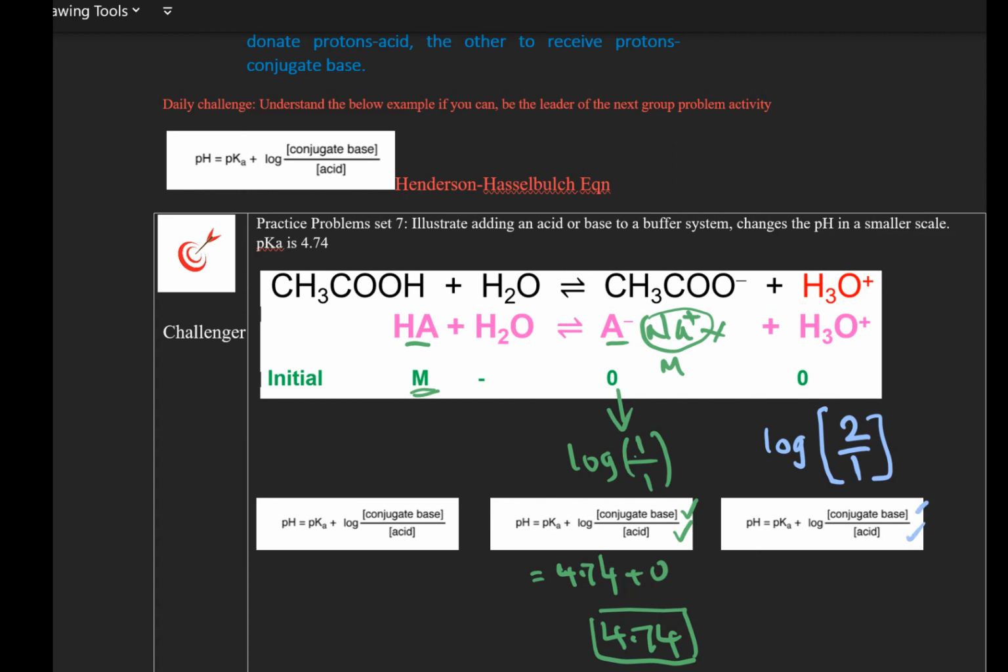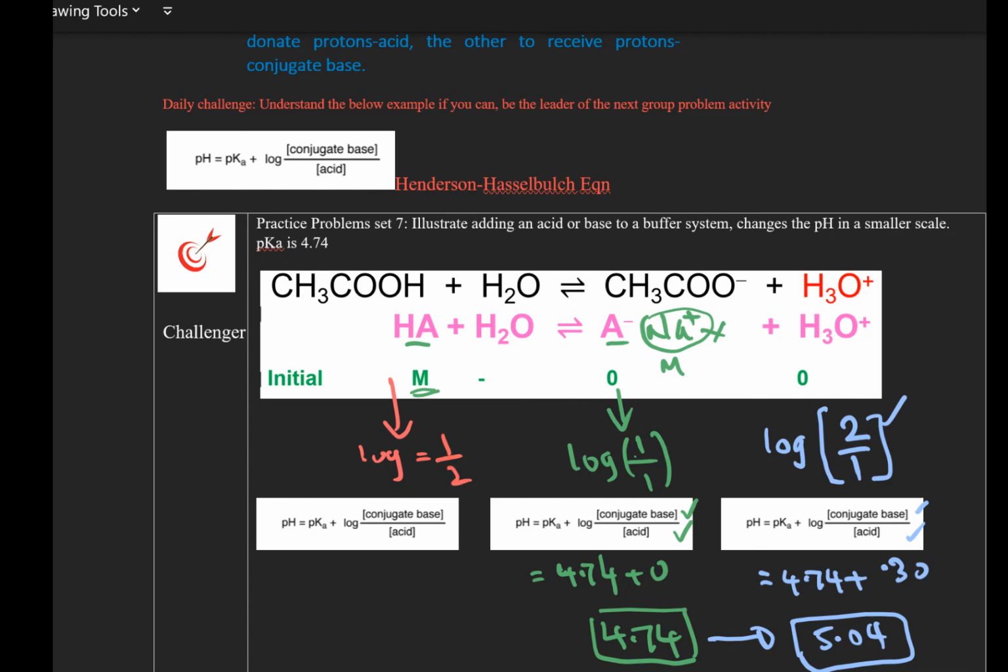Let's say I have more base, double the base. That will give me log 2. Log 2 is 0.30. That means pH becomes 5.04. So that means when you add more base, you get a higher pH buffer, right? Let's go the other way around. So you add more acid, twice the acid. So that will give me log half, which is negative 0.30. pH would be 4.44. You see how the Henderson-Hasselbalch is used to find the pH.